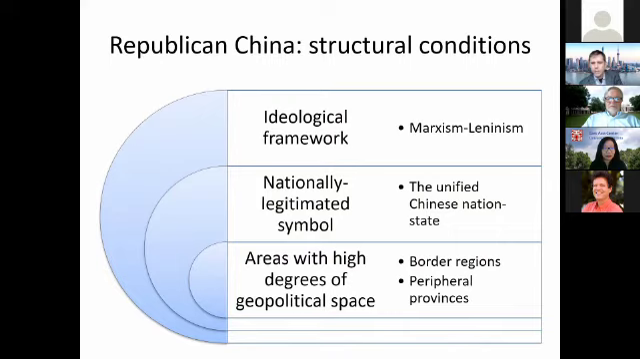The nationally legitimated symbol at the time would have been, I think, uncontroversially, the unified Chinese nation state. In the 1920s, it's apparent that, certainly amongst urban classes, this goal of reunifying the Chinese state, of having a powerful Chinese government once again that is able to resist foreign interference and incursions, was incredibly important for the vast majority of people in urban society, and I think in rural society as well. And so the real question is then, who's going to take advantage of this symbol?